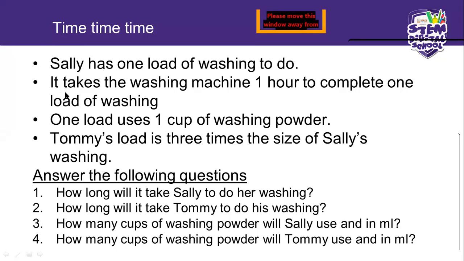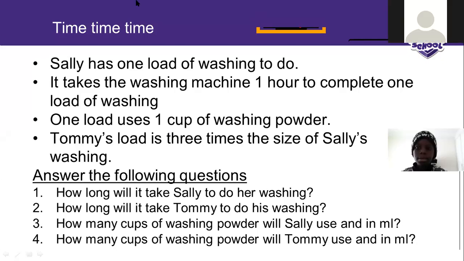So here Sally is using a washing machine. It takes the washing machine 1 hour to complete one load of washing, and one load uses 1 cup of washing powder. Is there anyone who knows the milliliters for 1 cup of washing powder? 1 cup is equal to how many milliliters? Is there anyone who knows?